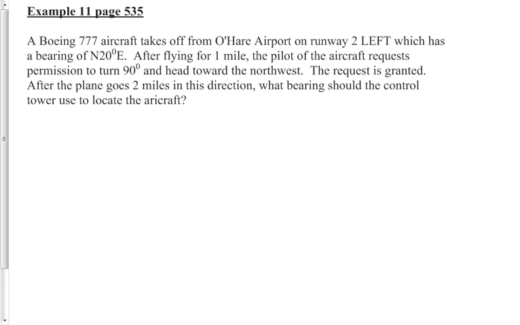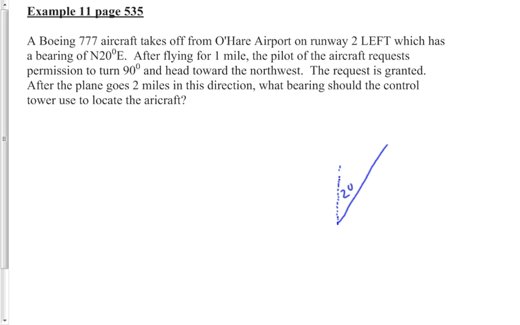So let's start out here with a problem involving bearing direction. A Boeing 777 aircraft takes off from O'Hare Airport, that's in Chicago, on runway 2 left, which is a bearing of north 20 degrees east. Okay, so let's draw that direction. I'm going to do a little dotted line as if I was going straight north, but no, we're heading 20 degrees east of there. So there's 20 degrees in here off of going straight north.